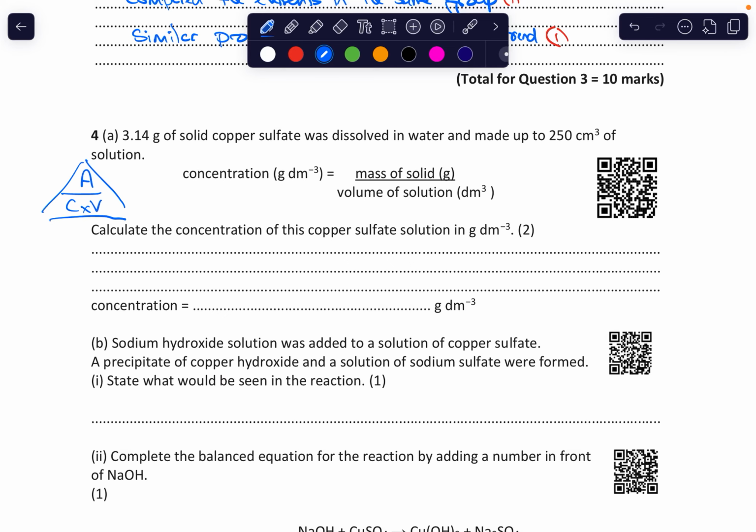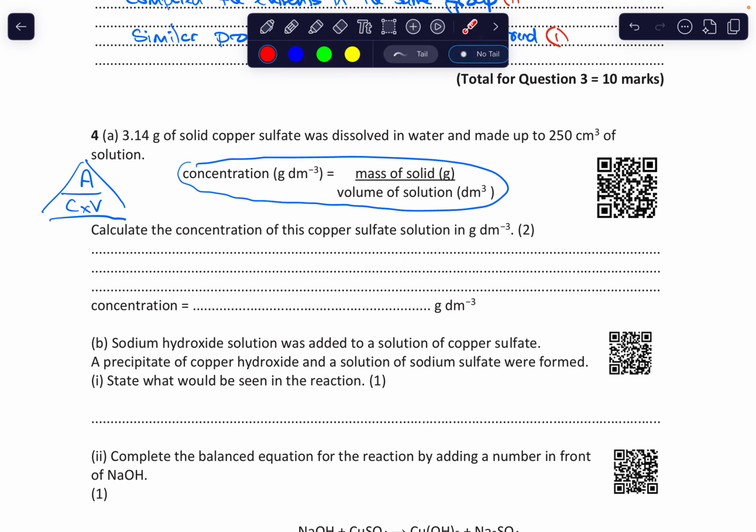In this question, we have to use this equation, and we can either work out the triangle from that, or you may remember the triangle is amount, concentration, volume. The way I remember this one is a chicken vindaloo. So let me get the order in the right way. And the question says calculate the concentration. So we're going to use the equation exactly as they've written it down. So the concentration is the mass, the amount of stuff divided by the volume.